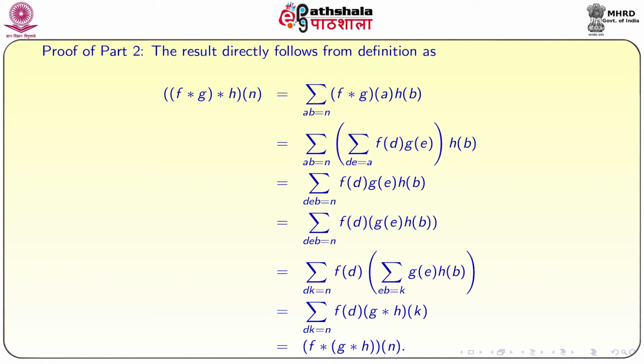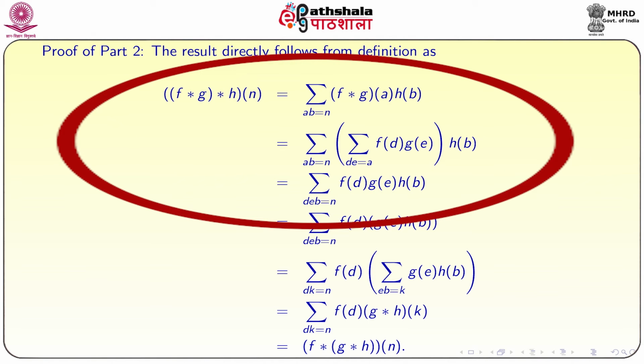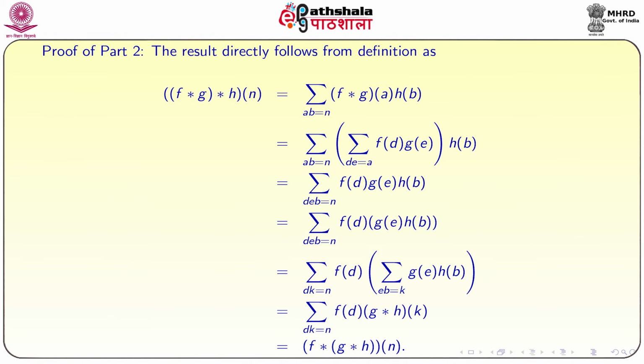Now, we are going to show this convolution product satisfies the associative property. Here one can see the proof is straightforward. What we have to do is (f star g) star h is equal to the summation over a b equal to n of (f star g) of a into h of b. Then again, for a we will write d e equal to a. So, first the a value is written as d into e. So, (f star g) of a can now be written as f of d into g of e into h of b. So, we multiplied all the three, with a replaced by d e.